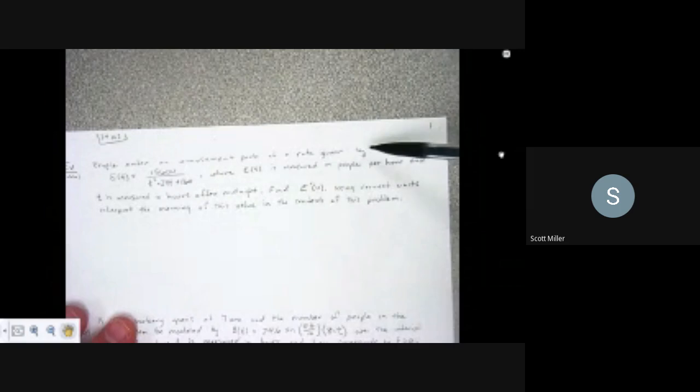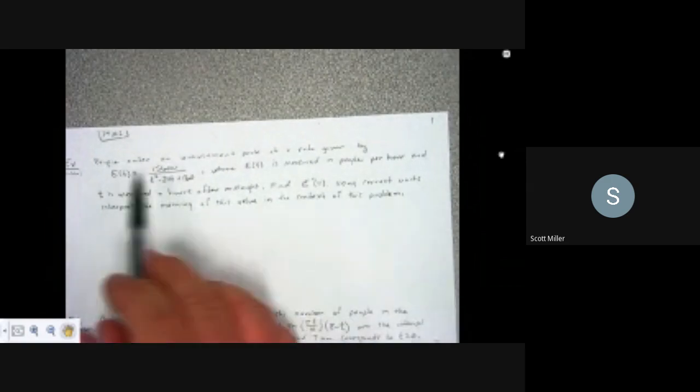People enter an amusement park at a rate given by this equation. So this is the rate at which people are entering the park. E of t is measured in people per hour. So E of t is a rate. And t is measured in hours after midnight.